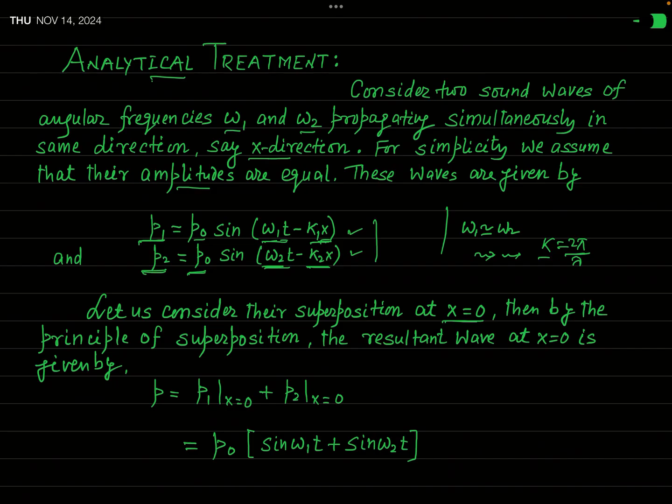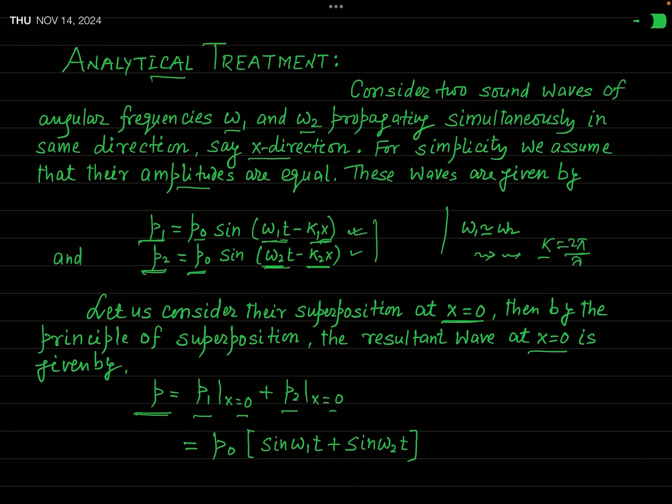Now, you know from the principle of superposition that if at x equal to 0 these two waves get superposed, then at this position x equal to 0, the resulting excess pressure P will be what? According to the principle of superposition, this will be P1 plus P2 at x equal to 0. But what will be P1 and P2 when x is 0?